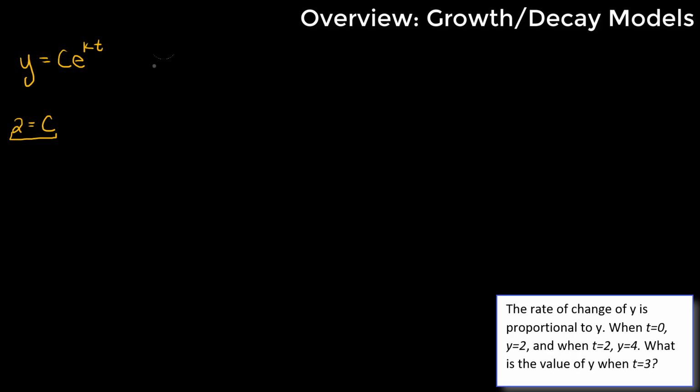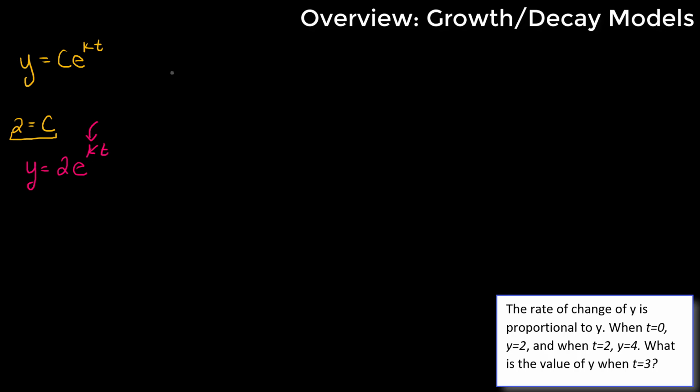We are good. Now, up next, what we can do is we can go ahead and rewrite. So we'll have y equals 2e raised to the kt power. However, even though we solve for the initial condition, we still can't solve for y when t is equal to 3. It's because we still have to solve for that proportionality constant. Here's how we can do it.